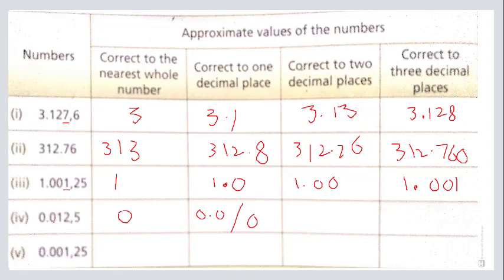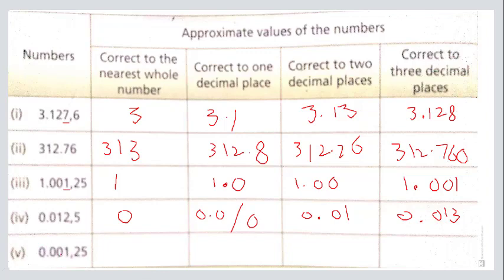Now to the 2 decimal place, correcting to 2 decimal place, this 0 is first decimal place, this 1 is the second decimal place. So we need to underline this 1, and after this 1 there is 2 which is less than 5, so 1 remains unchanged, so you will write 0.01. Correcting to the 3 decimal places, the third decimal place is 2. After this 2 there is 5, so you will add 1 to this 2, this 2 will become 3, so we need to write in the answer 0.013.